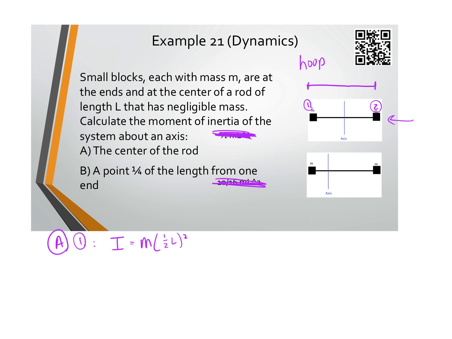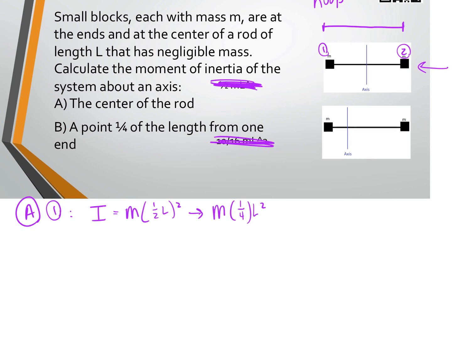Okay, do you see what we're doing there? Just using variables, but getting things plugged in. So if I go ahead and do the math there, that would leave me with m times 1/4 L squared. Do we agree with that? Because 1/2 squared, I believe, is 1/4. Okay, so if I was going to rewrite that to keep the coefficient in the front, it would just be 1/4 mL squared. Okay, are we good with that? Okay, what would be true about mass 2?